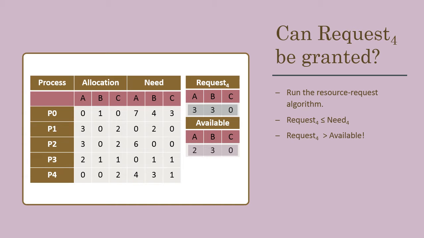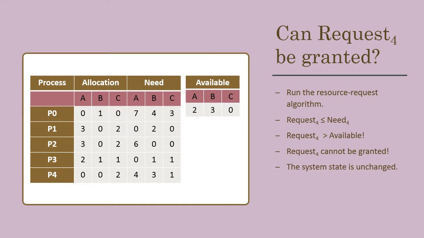Request 4 is 330. Available is 230. Request 4 is greater than available. P4 is asking for resources that are not free. So request 4 cannot be granted. The system state is unchanged.